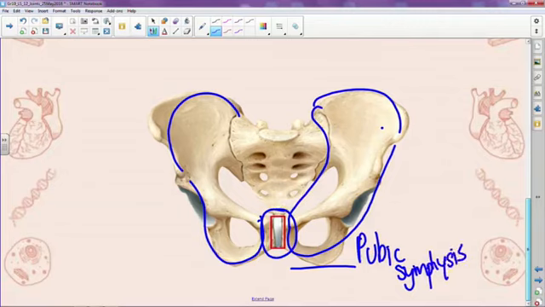Now that is, again, cartilage tissue that joins the two hip bones together in the front. But there's a slight bit of movement when walking during childbirth, but I don't want too much, I just want a slight bit. Now, my third joint is a special kind of joint.